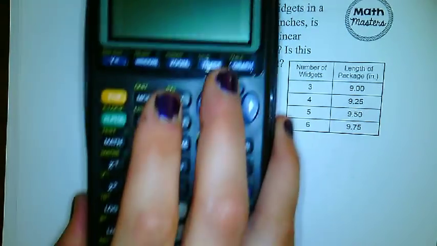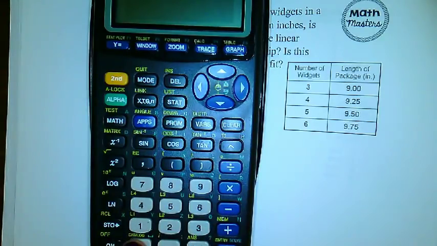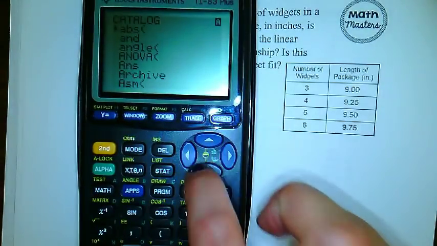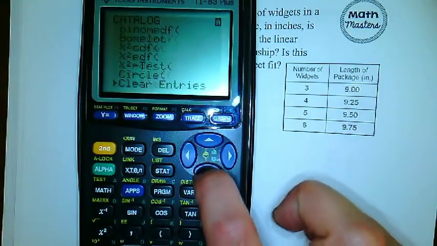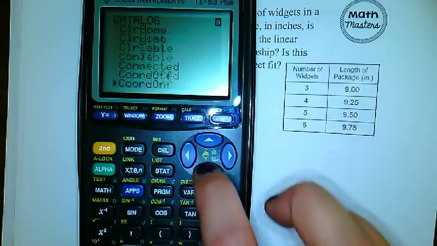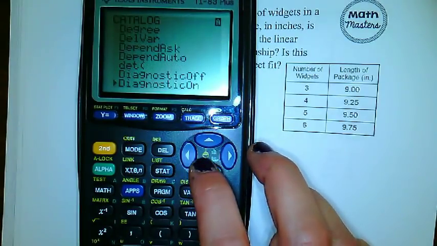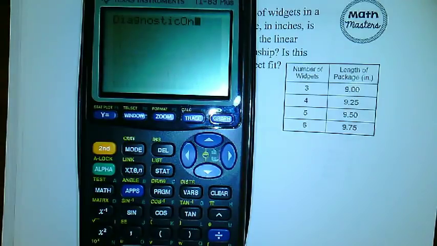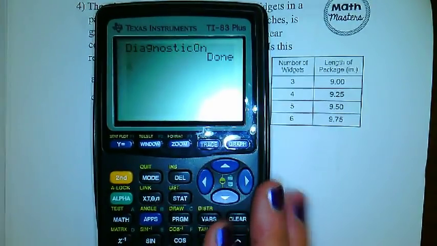So just to recap what we did a couple minutes ago, you press second function 0. It'll bring you to the catalog. Now, we just did this, so if you did that when I did it earlier, you don't have to do this again. But I just want to show you again, just so you can try to commit it to memory. Okay, so you want to turn your diagnostics on. And again, once you turn them on, they are on, unless you clear your calculator or your memory.